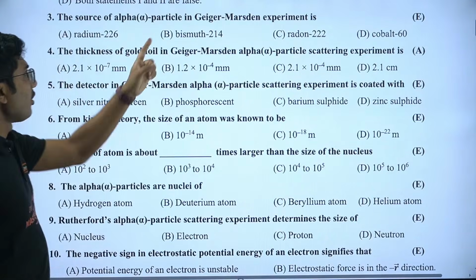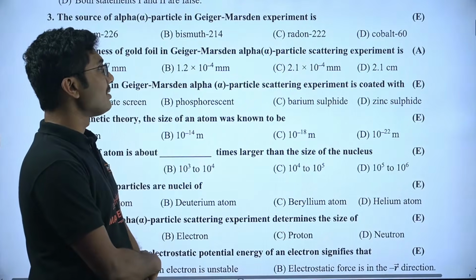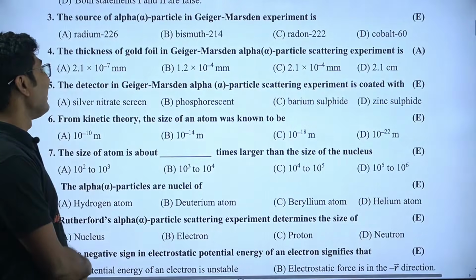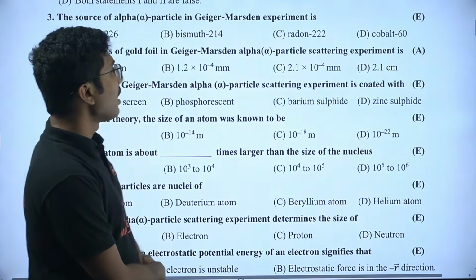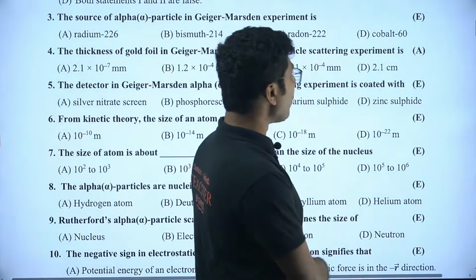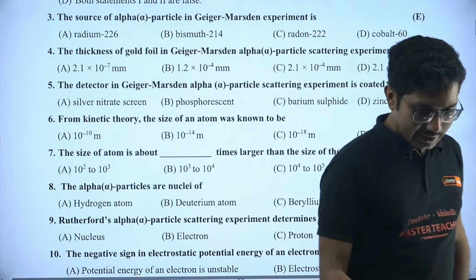Question number 3. The source of alpha particle in the Geiger-Marsden experiment is radium-226, bismuth-214, radon-222, or cobalt-60. Okay, let's see who can answer.